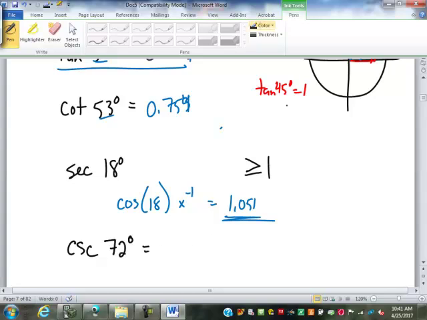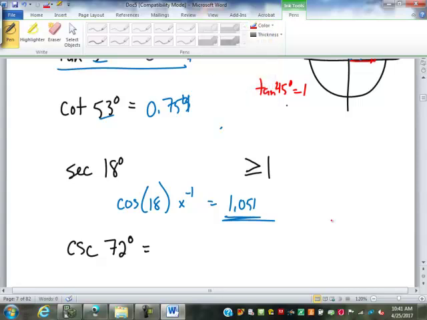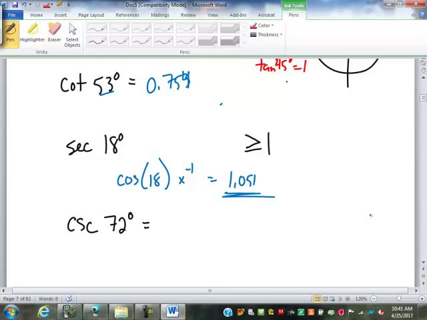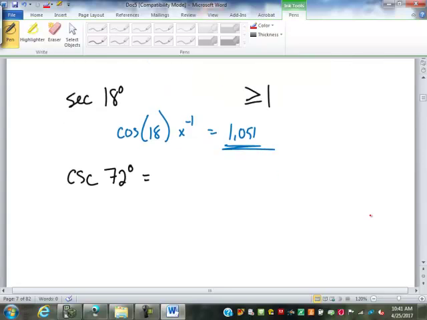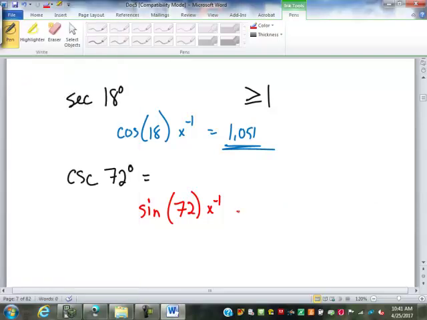So how about cosecant of 72 degrees? Well, cosecant goes with sine. Here's sine 72, close, and then reciprocal. 1.051.